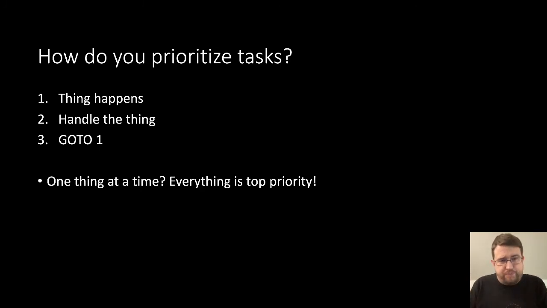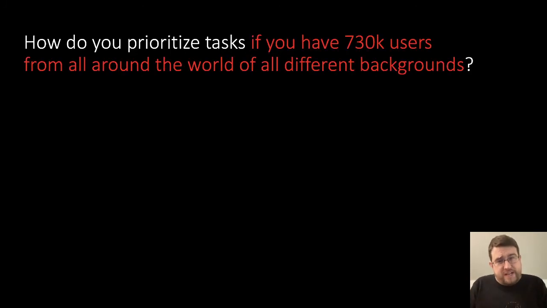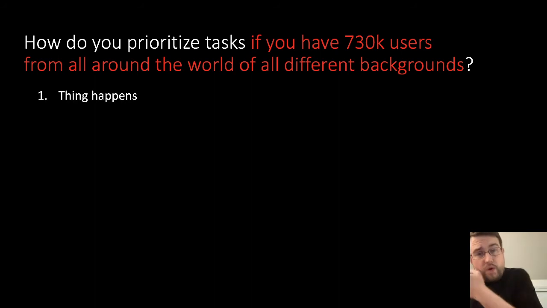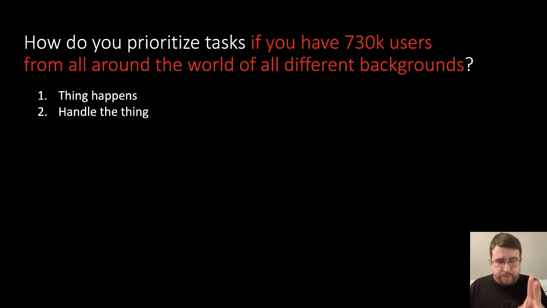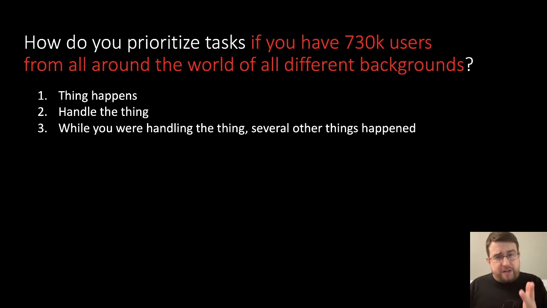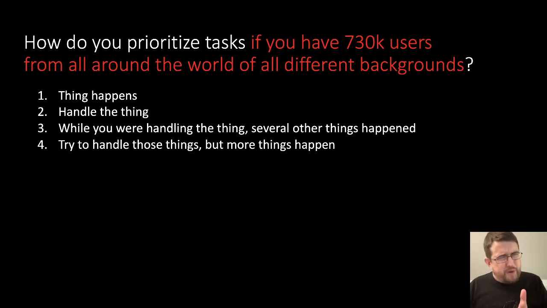Everything is fine. How do you prioritize tasks if you have 730,000 users from all around the world of all different backgrounds? Well, it goes something like this. 1, the thing happens. 2, handle the thing. Great so far. 3, while you were handling the thing, several other things happened, but when you try to handle those things, even more things happen, and then you never sleep. Which is how I was for the first couple years of this. It is not the best strategy.